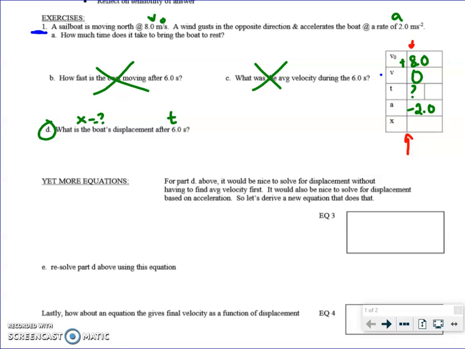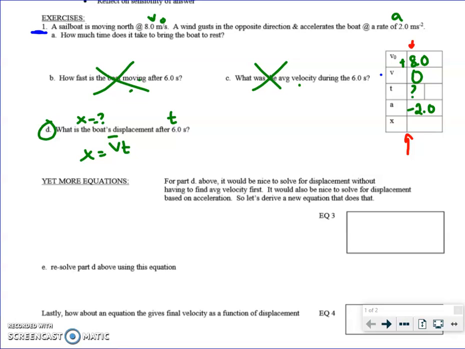Is there a way of calculating x directly? And the answer is yes. What we had to do in order to find x, we had to figure this out first. We had to find the final speed, then use that to find the average speed so that we could use the equation x equals average speed times time. Well, it'd be nice if we could do that directly. So I'm going to show you how we can take the existing equations and get a direct equation from that.